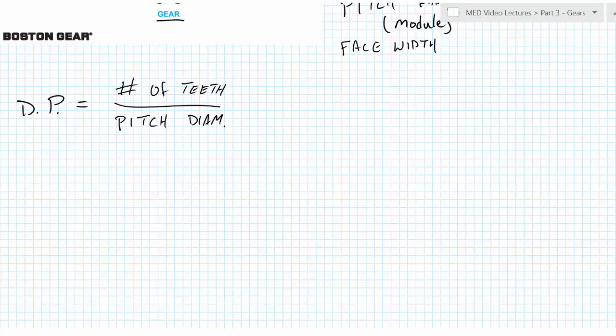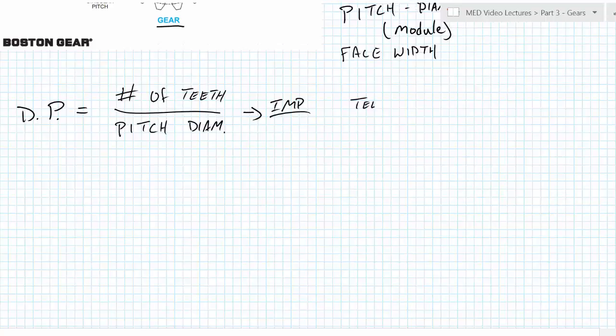So this diametrical pitch, or diametral pitch, is the imperial method of specifying gears. So American gears generally are specified with diametral pitch, but for the most part, in any gear catalog you look at, you can easily swap between the two. And it is in measurements of teeth per inch. Pitch diameter is the diameter of the pitch circle.